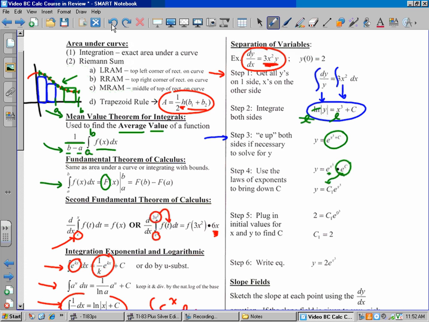And then I found c by plugging in my initial values. Whatever they gave me here for x and for y, they gave me x equals 0 and y equals 2, so I plug those in. I figure out what my c value is, and I put that back into the equation. So now I've got y equals. So that's separation of variables. We use that when we are trying to integrate something that has both x's and y's.